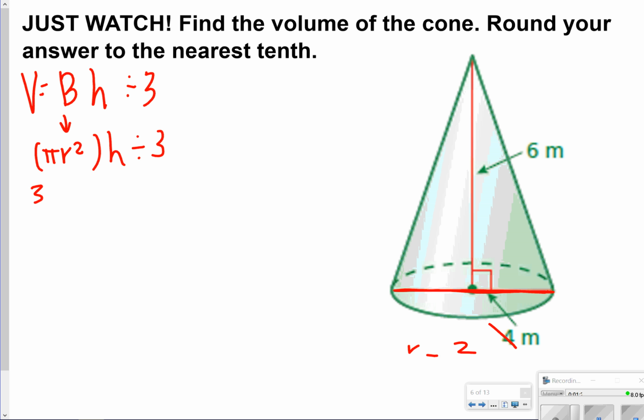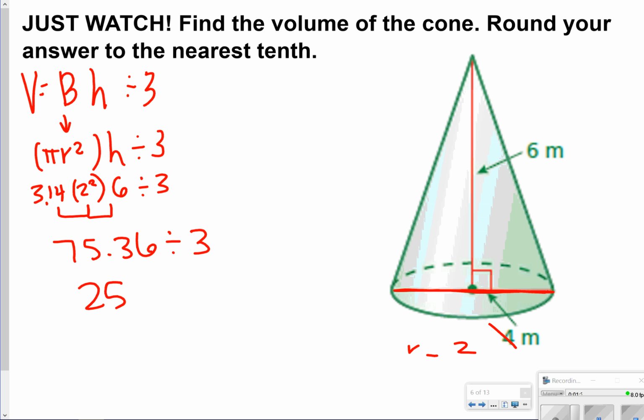So now we're going to take 3.14, 2 squared, times height, which is 6, and then divide by 3. When you multiply 3.14 times 2 times 2 times 6, you're going to get 75.36, and then you're just going to divide that into 3 parts, and you will get 25.12 meters cubed.